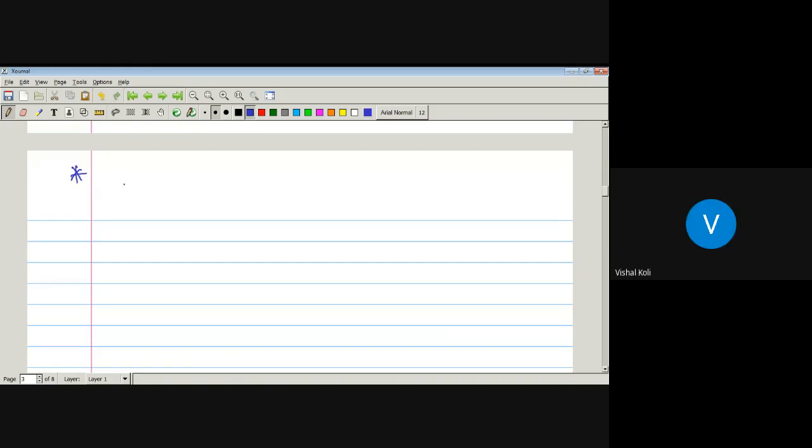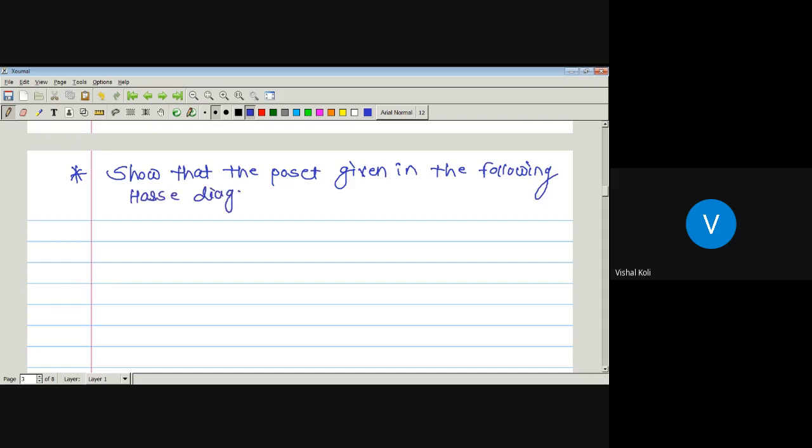Now the next question. Show that the poset given in the following Hasse diagram is a lattice, and now after that we have to check that it is distributive and complementary.